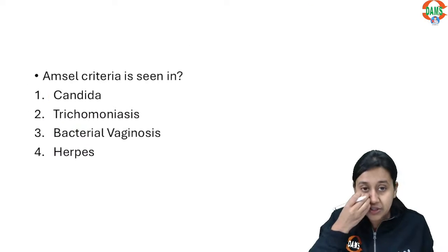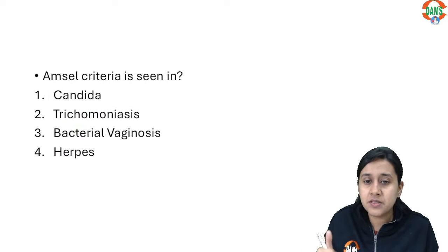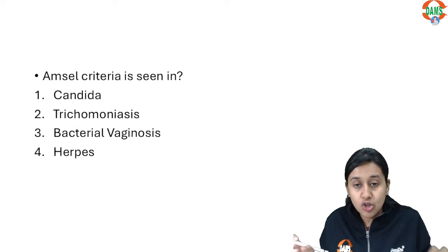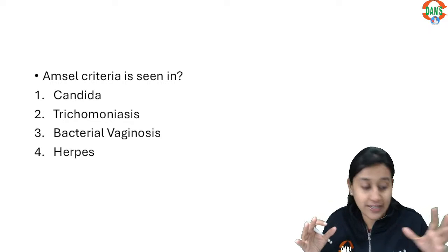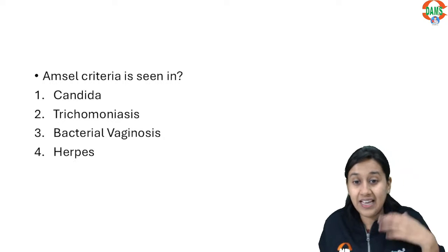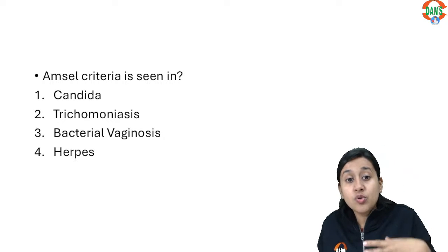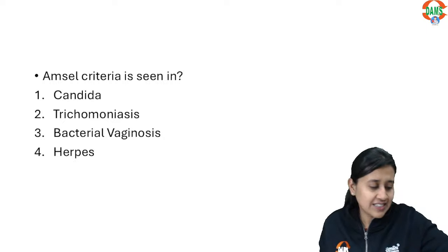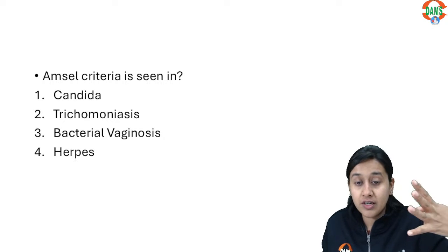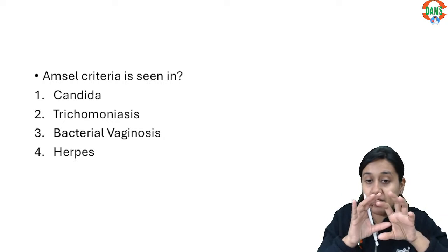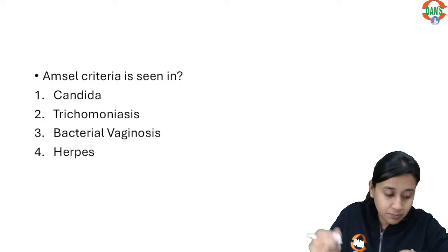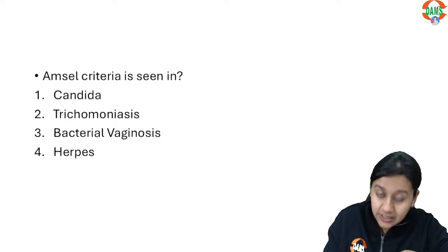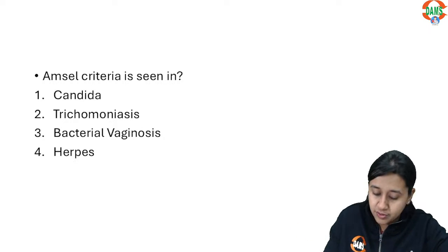Now the next question which I got from my students is, AMSL criteria is seen in. So please remember, I think it's a very easy question. Those who know this, AMSL criteria is actually used for bacterial vaginosis. Can you tell me what are the four components which are included in the AMSL criteria? So please remember, my students, there are 4 things. This is for the diagnosis of bacterial vaginosis.